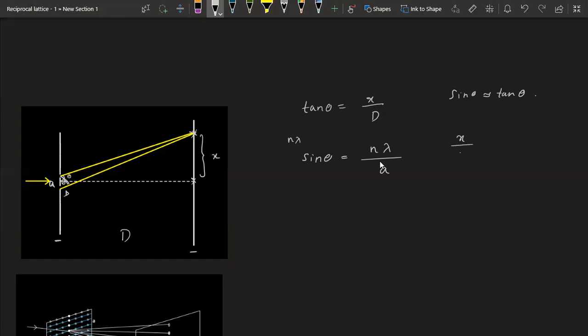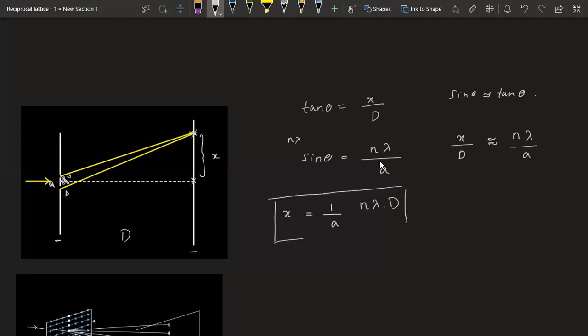So x by d is equal to n lambda by a, approximately. Fine. So there is a relationship. Already we have a relationship. So we need to have the value of x. x is equal to 1 by a, n lambda times d.